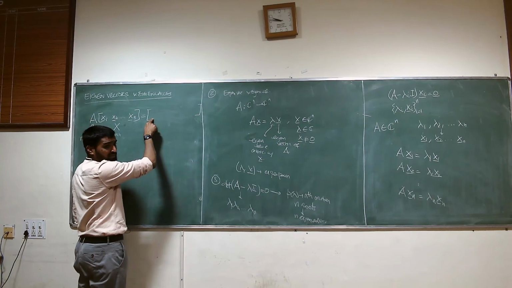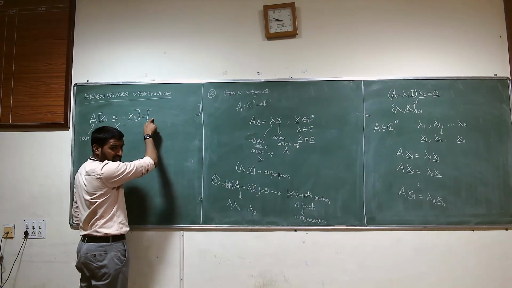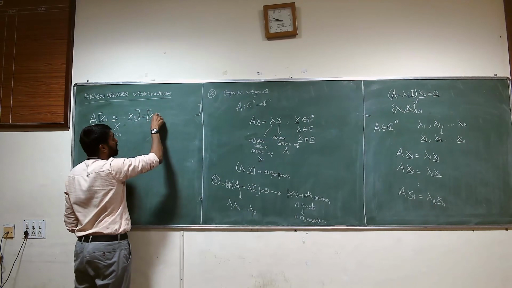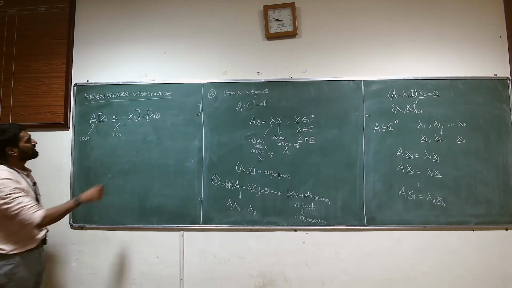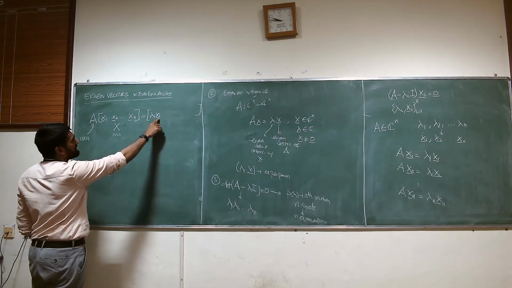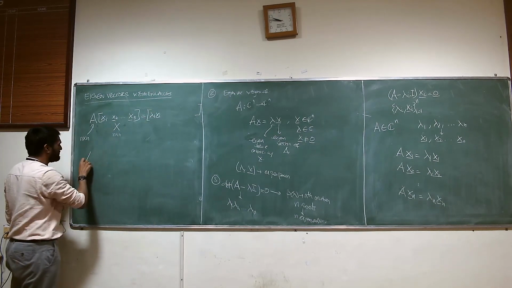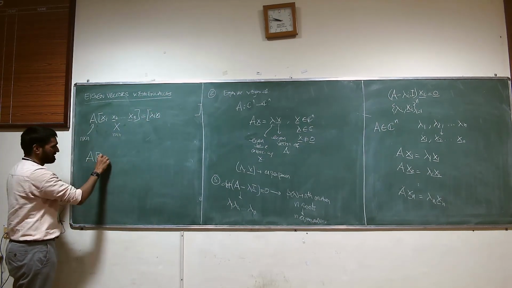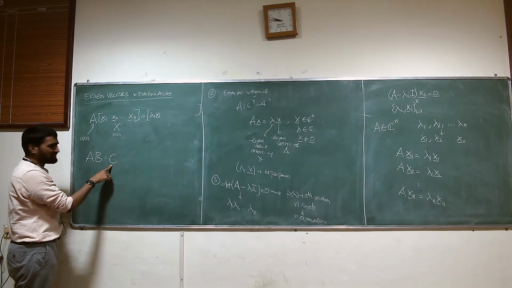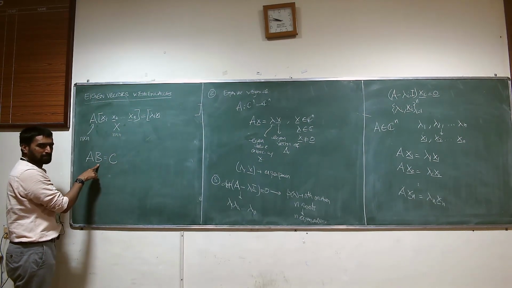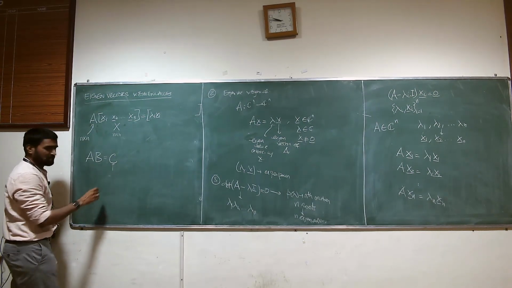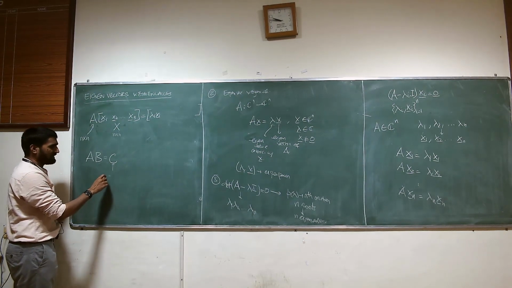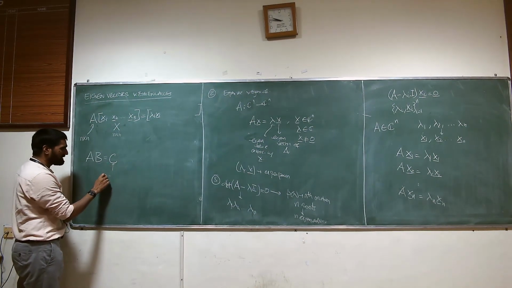What will be the first column? So lambda 1 x1, is it? Why will it be lambda 1 x1? That's correct. But why will it be lambda 1 x1? If we go back to the column view, what is the first column of AB? Sorry, what is the first column of C?